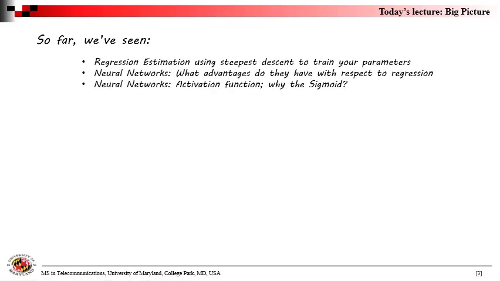So far, what have we seen in past lectures? We talked about regression estimation, and we used the steepest descent algorithm to train our parameters for regression. Then we talked about neural networks. What advantages do neural networks have with respect to regression? When do we want to use neural networks? And we also talked about the activation function. You could either use the sine function or the signum function. And why did we choose to use the signum function?